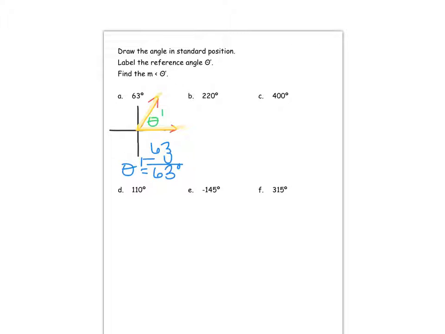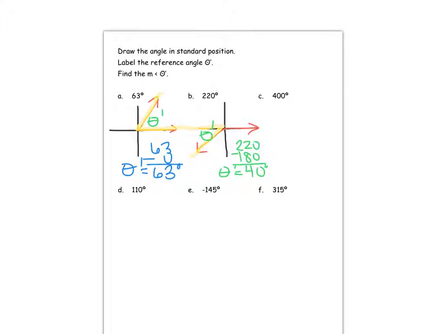All right, let's try something not in quadrant 1. Let's try this 220 here. 220 is bigger than 180, but smaller than 270. Our reference angle is between where we stop and the closest x-axis, so right here. So how big is that? Well, we subtract our angle and the x-axis. The x-axis right there is 180 degrees, so we're going to subtract 220 minus 180. The difference is 40, and so 40 degrees is the size of our reference angle.